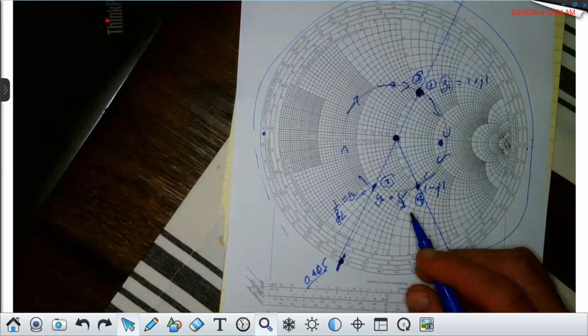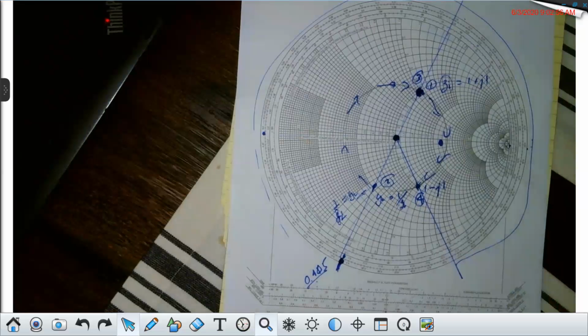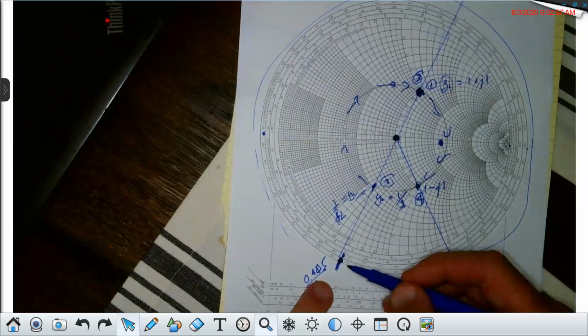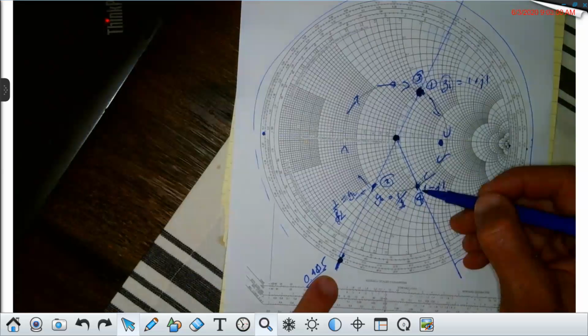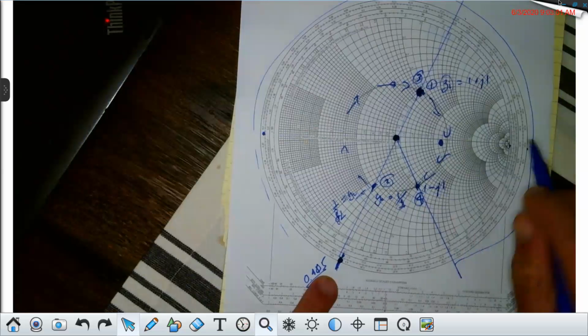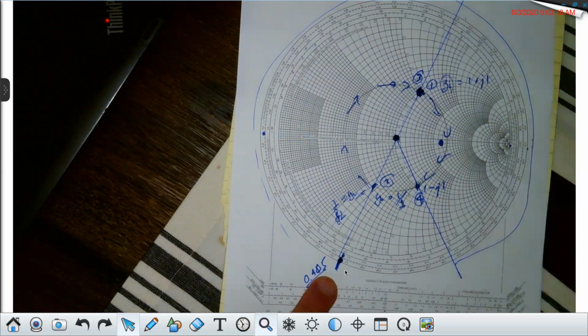Now, that's the admittance domain, right? We want to move from here to here. So what we're going to do, hold on. What we're going to do is find out what this mile marker is right here. What do you guys get for that one in yours? You tell me.